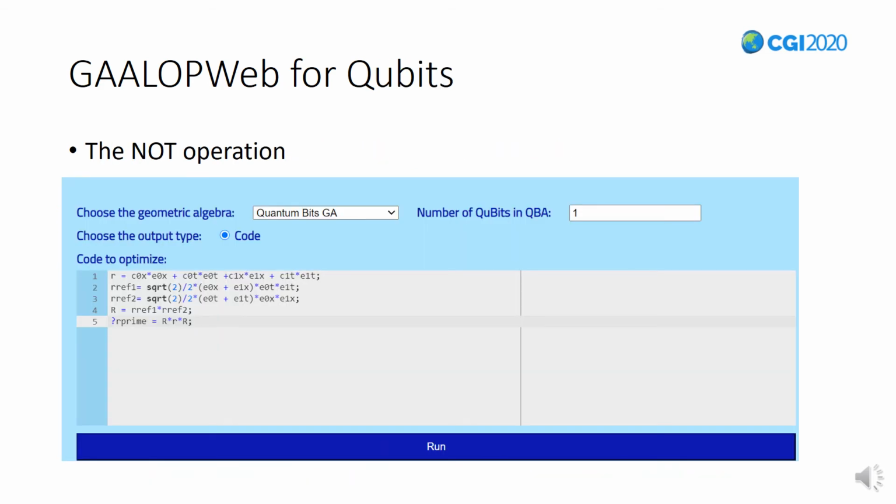This shows the screen for Gallop Web for qubits. What we can see at the top of the screen is that quantum bits GA is selected and the number of qubits is 1, since our NOT operation only needs 1 qubit, 1 is enough. Then let's look at the algorithm for the NOT operation described in Gallop script.